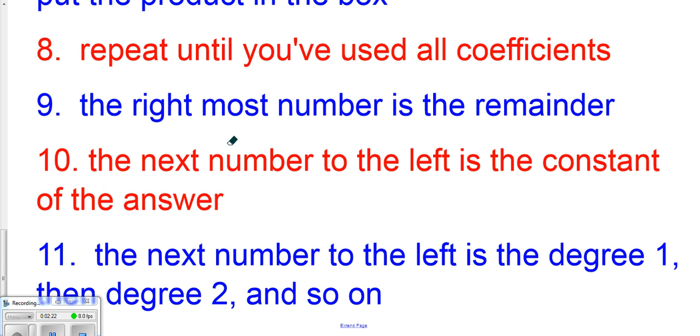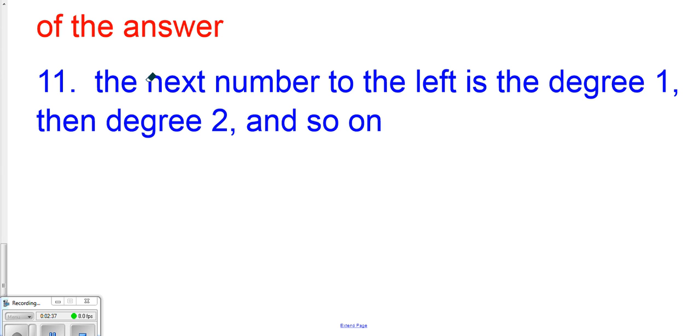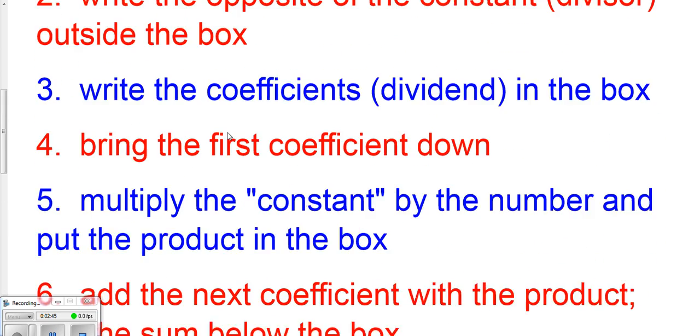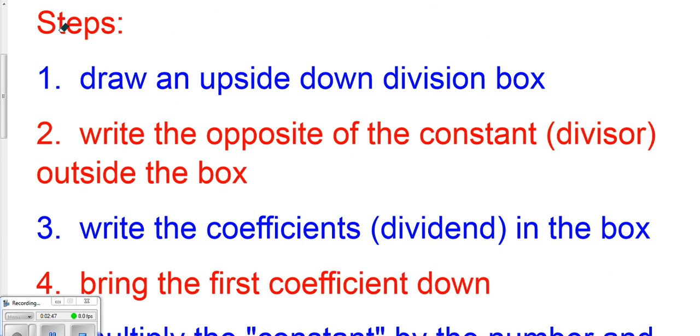Once you're at the end, the rightmost number that's underneath the box counts as your remainder. The next number to the left is the constant of the answer. The next number to the left is the degree 1, then degree 2, and so on. I know these steps are kind of confusing and kind of goofy. It's best just to watch it pan out.